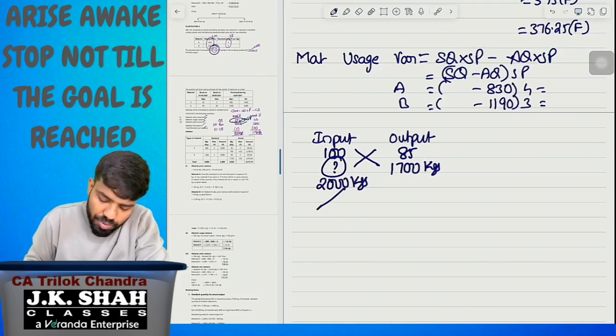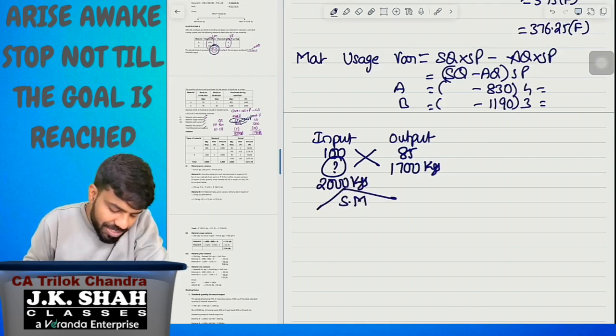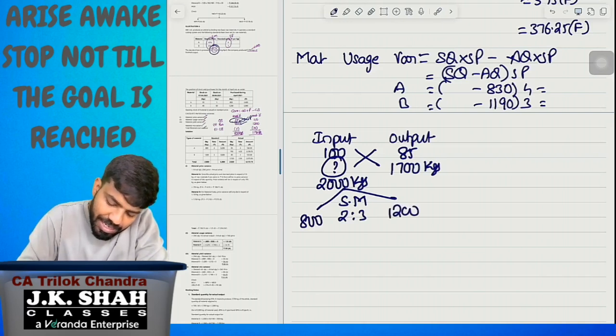2000 kgs. This 2000 kgs will divide in standard mix. What is the standard mix? 4:6, nothing but 2:3. That is 800 kgs, 1200 kgs. Here I'll take 800, here I'll take 1200.